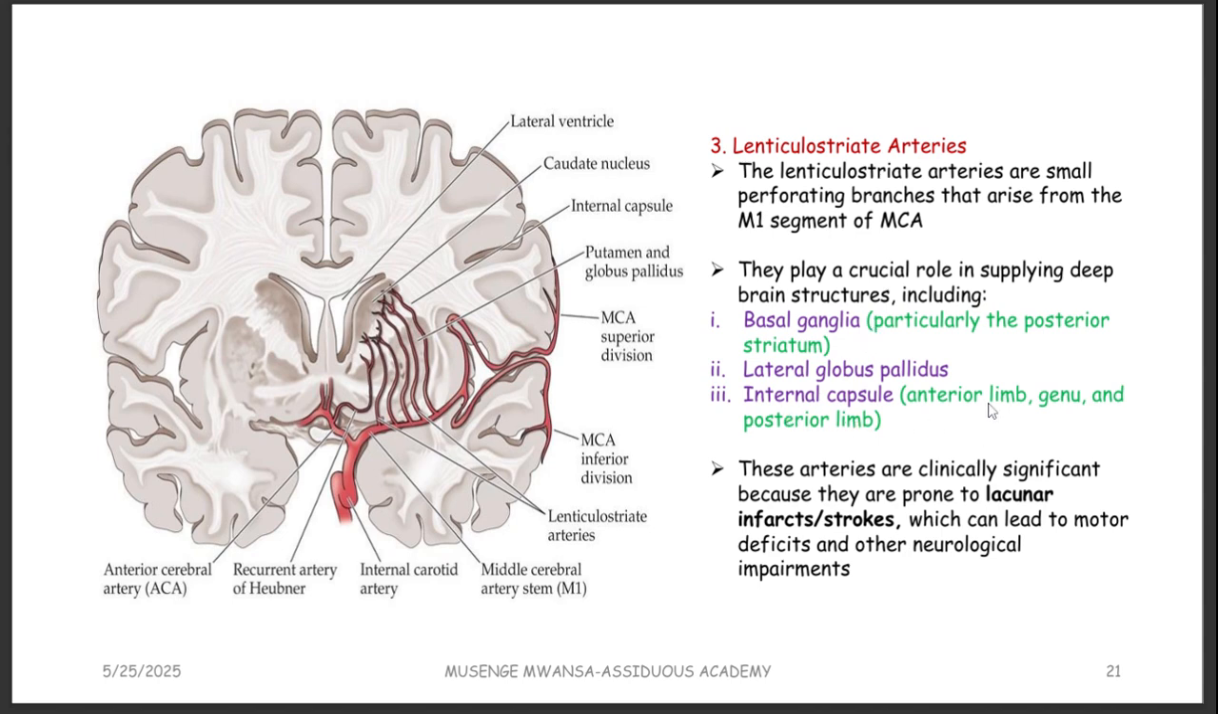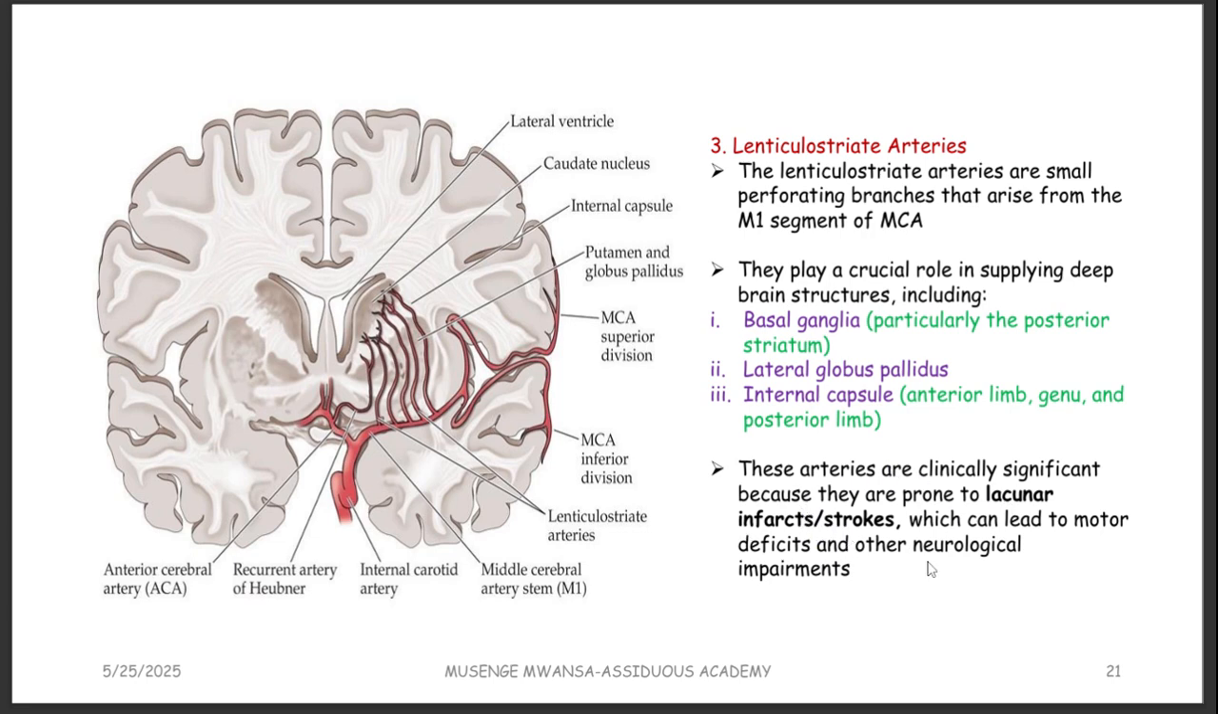Specifically, the internal capsule has got the anterior limb, the genu, the posterior limb, the retrolenticular part, and the sublenticular part. Now, we'll discuss those and their blood supply later on. But what I want you to understand is that these lenticulostriate arteries, which are supplying these two small structures, the basal ganglia and the internal capsule, when they become occluded, there will be no blood supply to these areas, and that leads to what we call a lacunar stroke, or an infarct.